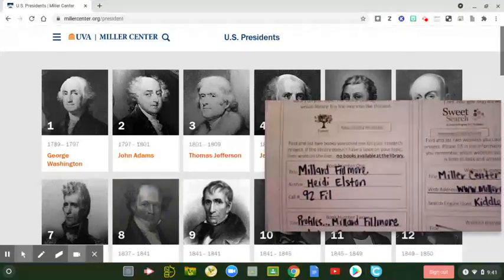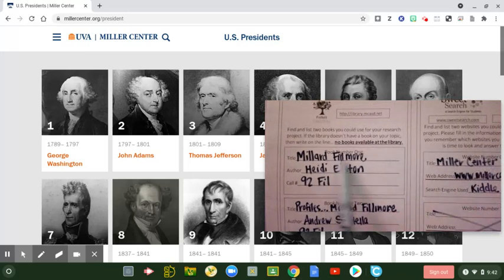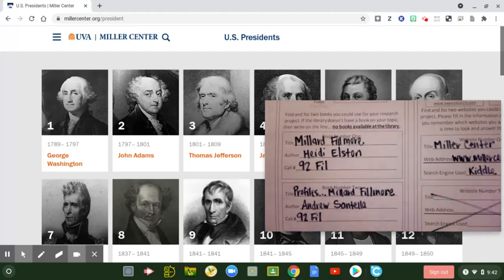Okay, so Mrs. K filled out my paper. I picked Millard Fillmore, and so I went to this website. I had put it as a link in the assignment, and then I clicked on McCreary, but if you're at Rain, you would click on Rain, and I put in his name, Millard Fillmore, and then I did a keyword search, which we have done before, so you know how to do that.